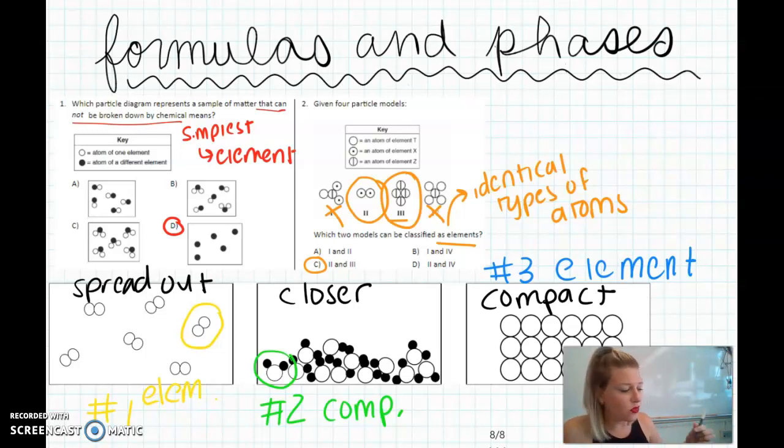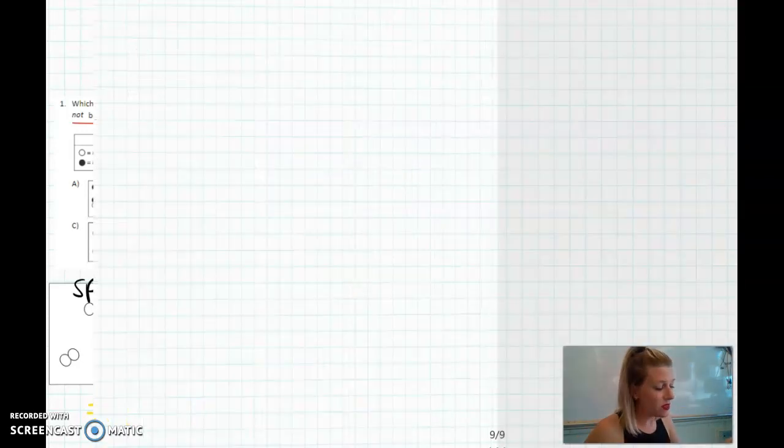So we're going to pop over to the descriptions first, and then we'll continue on with the particle diagrams and kind of go back and look at them and determine them as elements, compounds, or mixtures. So let's go ahead and first talk a little bit about solids, okay?